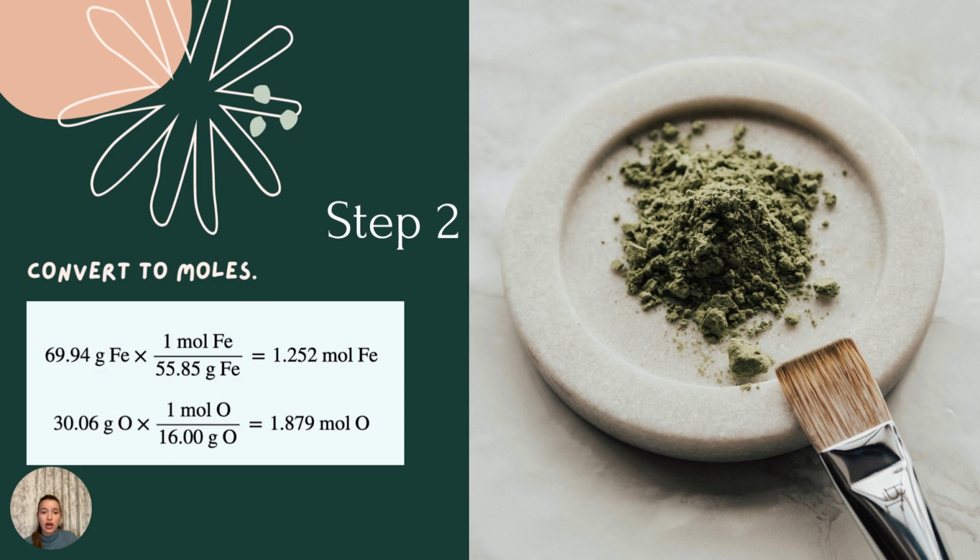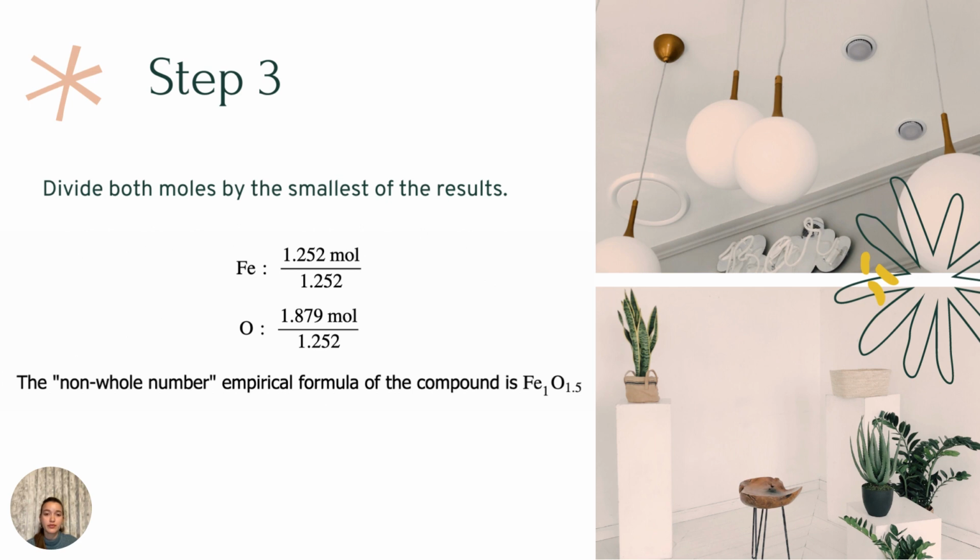We do the same with oxygen, but here we have to see that we're not dividing by 32, we are dividing by 16 grams per mole, which is the molar mass for oxygen and not molecular oxygen. And we get an estimate of 1.879 moles of oxygen.